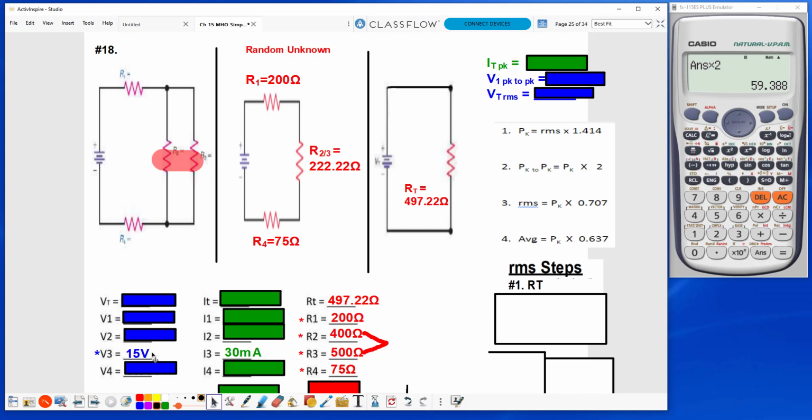the V3 value, is going to be the same as V2. Because V2 and V3 are in parallel with one another. And since I understand that V2 and V3 are in parallel with one another and I have the V3 value, I already know the V2 value. Now I can use Ohm's law to find I2, which will be equal to V2 divided by R2. 15 volts divided by the 400 ohms, giving me 37.5 milliamps for I2.